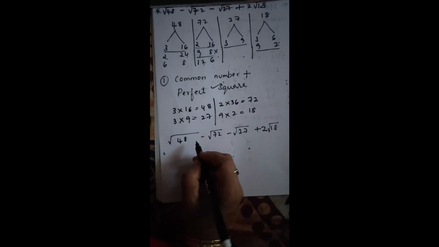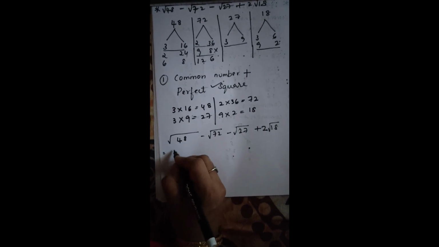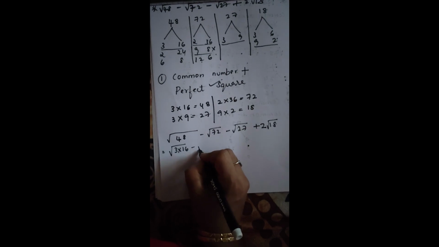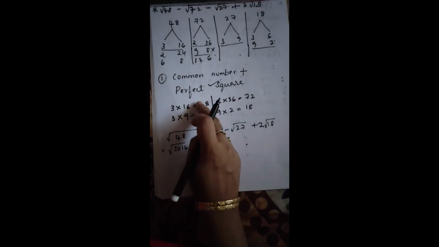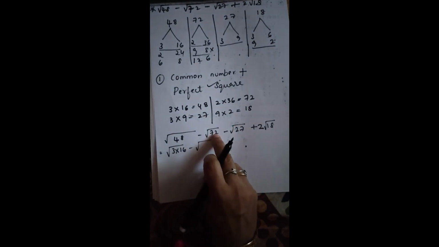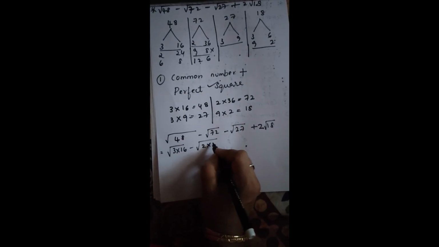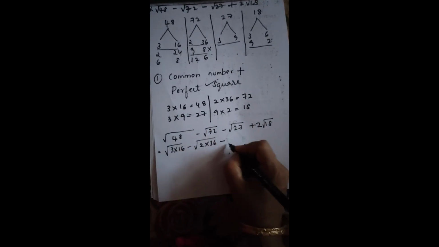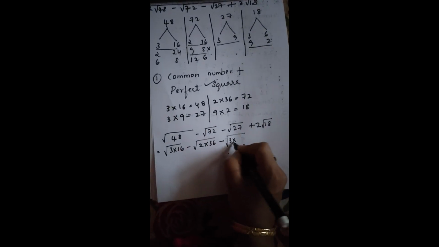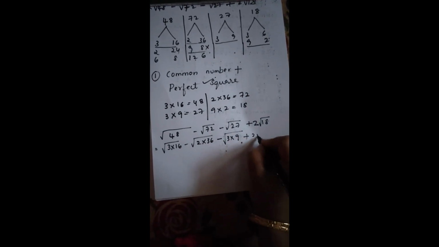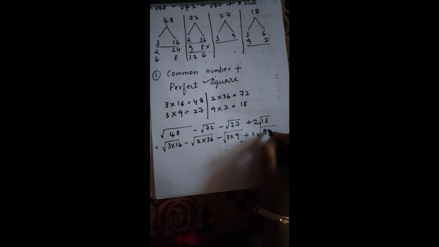Next, what is root 48? It is root 3 into 16. Replace these values with these numbers. Next, root 72 is root 2 into 36. Minus root 27 is root 3 into 9. Plus 2 root 18 is 2 root 9 into 2.